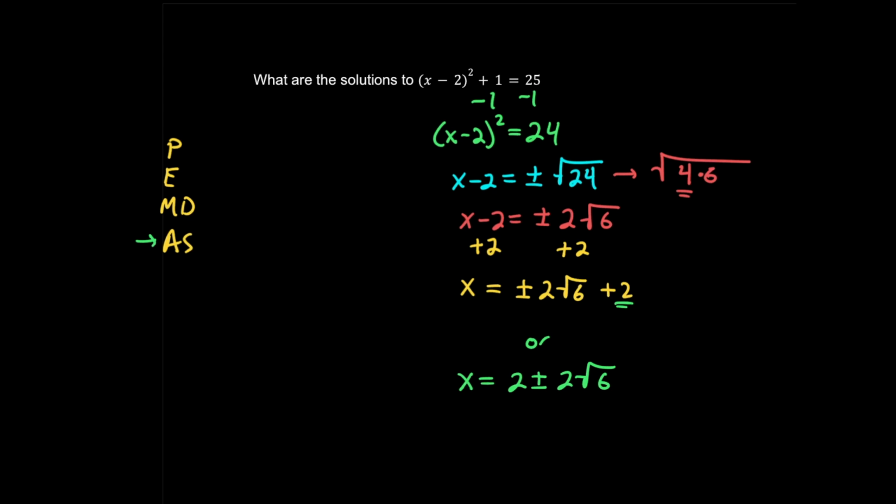And do remember that the plus minus means that there's actually two equations here, or two answers here, 2 plus 2 radical 6 and 2 minus 2 radical 6.